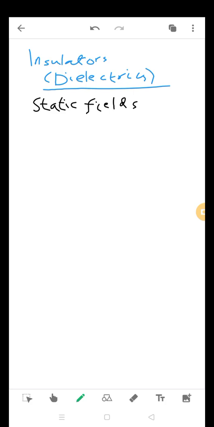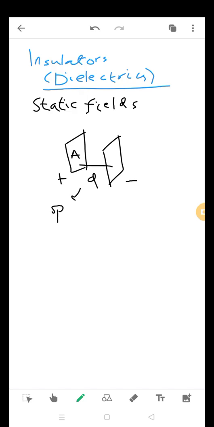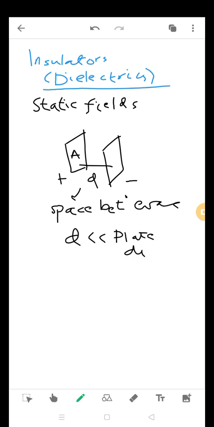Now, two parallel plate capacitors of area A and separation D, if they are charged, one positively charged and the other negatively charged, and the space between the plates is evacuated, and if D is much less than the plate dimension, there will be a homogeneous electric field between the plates.